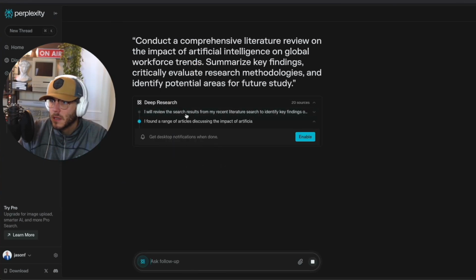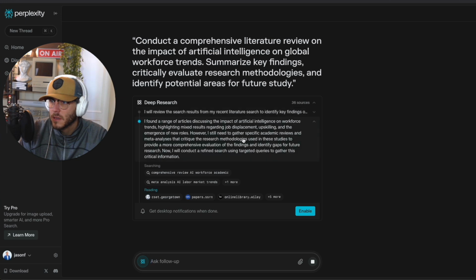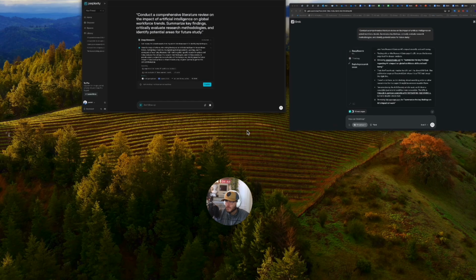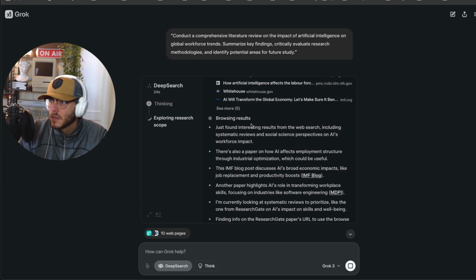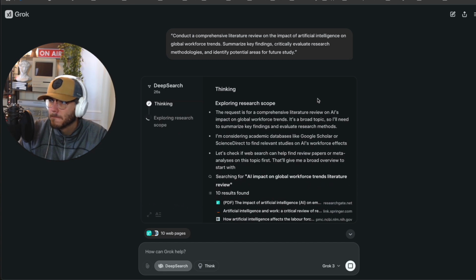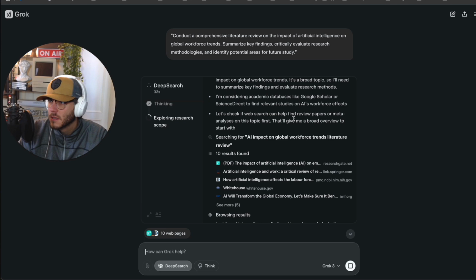So as you can see here on Perplexity, it's going through the different steps. So it's reviewing search results from recent literature, identifying key findings, doing a few different searches online. Then over here on Grok, we have the deep research happening. So looking at the research scope, I'm considering academic databases like Google Scholar or Science Direct. See if web search can help find review papers.